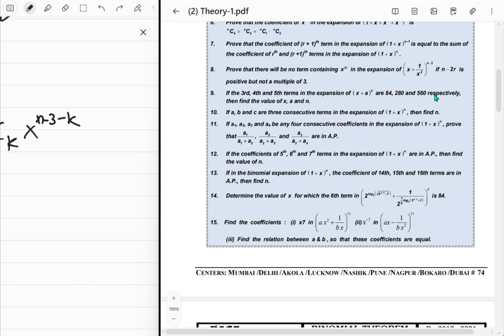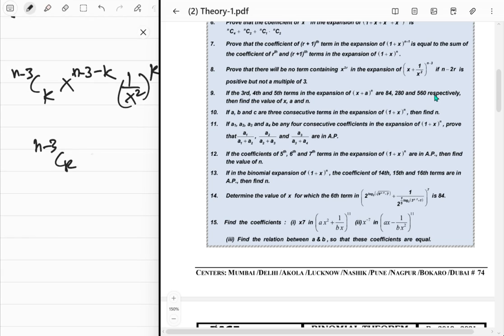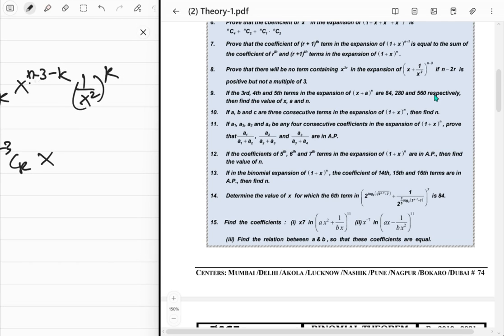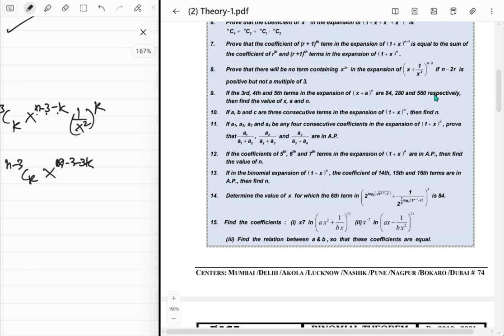1 upon x squared, okay. So 1 upon x squared is 1 of k. What you got, which is basically like n minus 3ck, and then you got x power of n minus 3 minus k minus 2k, and that's why, sorry, n minus 3 minus 3k, right? What you are saying is that this power won't happen if this is somehow equal to 2r. So this cannot be just an even number. That's what you're saying.